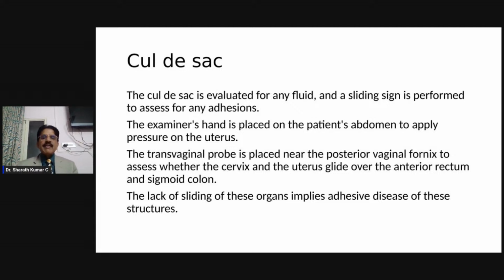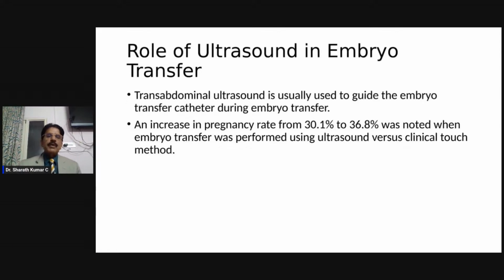The cul-de-sac is evaluated for any fluid, and a sliding sign is performed to assess for any adhesions. The examiner's hand is placed on the abdomen to apply pressure on the uterus. The TVS probe is placed near the posterior vaginal fornix to assess whether the cervix and the uterus glide over the anterior rectum and sigmoid colon. The lack of sliding of these organs implies adhesive disease of these structures.